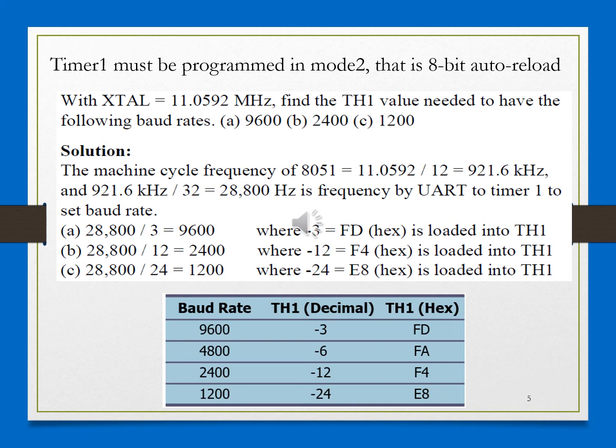So all these initial values, FD for baud rate 9600, FA for 4800, F4 for 2400, and E8 for 1200, will be loaded in the TH1 register of timer 1. So timer 1 will be operating in mode 2. That is how we will be using it for serial communication. I'll explain what this signifies as we go on in the further slides.